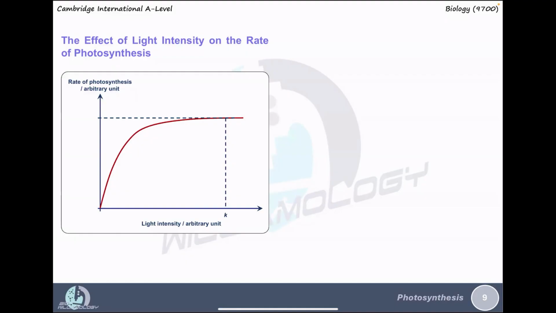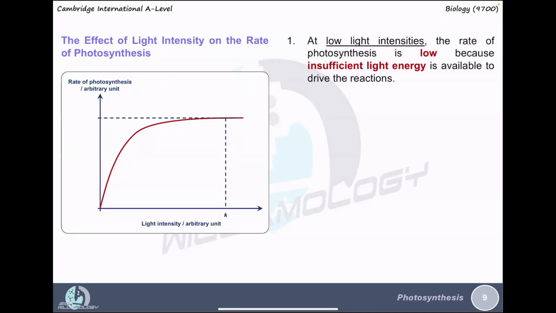Above K units of light intensity, there is no increase in the rate of photosynthesis, and this indicates that above K units, light intensity no longer acts as a limiting factor. In contrast to this, below K units of light intensity, the increase of the light intensity increases the rate of photosynthesis, and this indicates that the light intensity is a limiting factor.